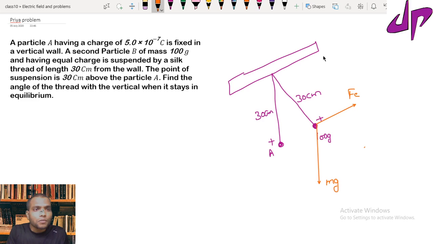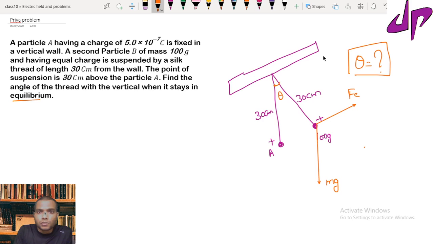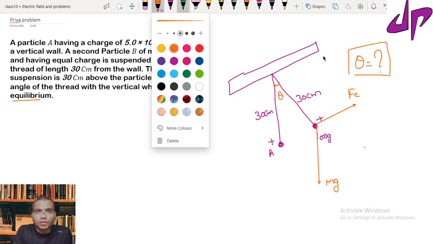Now if the particle stays in equilibrium, we need to find what is the angle between the suspension thread and the vertical. So we need to figure it out. What is theta? Theta is equal to how much? So that is our task. So for that, let me draw a similar figure.